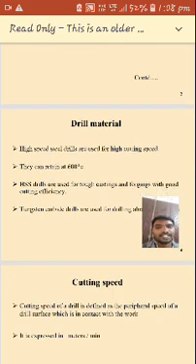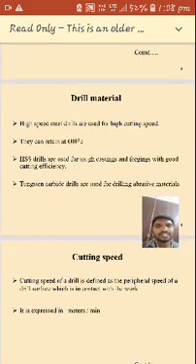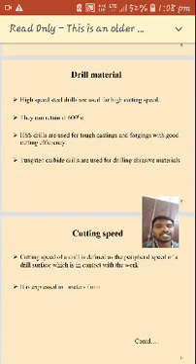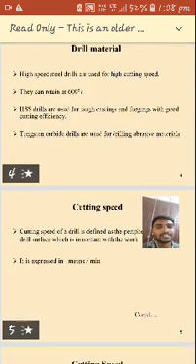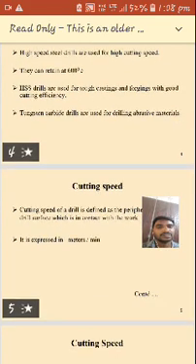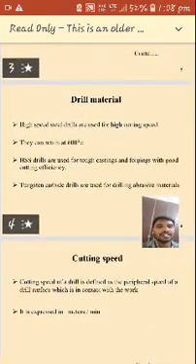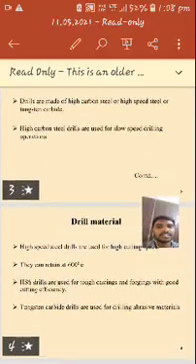They can retain their hardness at 600 degrees centigrade temperature. High speed steel drills are used for tough castings and forgings with good cutting efficiency. Tungsten carbide drills are used for drilling abrasive materials. These are the types of drill materials: high speed steel, high carbon steel, and tungsten carbide.